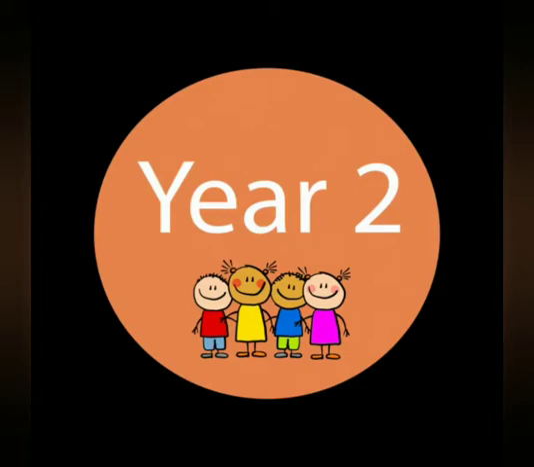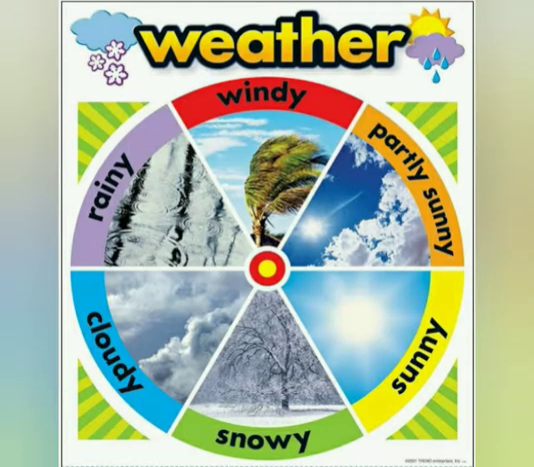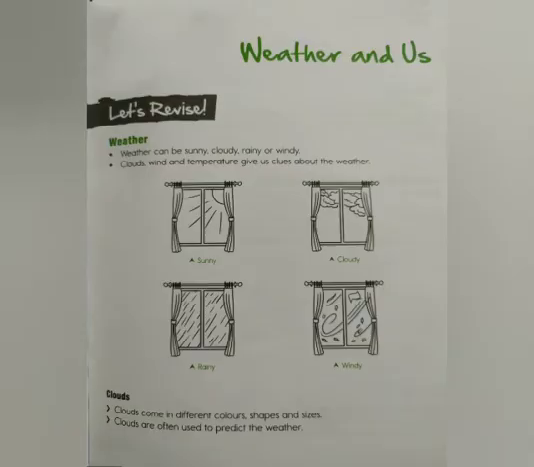Welcome back, Year 2, to our science lesson. Today we're going to recap on the weather. Now, the weather can be sunny, cloudy, rainy or windy. Clouds, wind and temperature give us clues about the weather. Now we can see in the windows we have sunny, cloudy, rainy and windy.